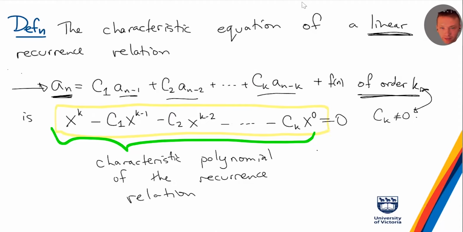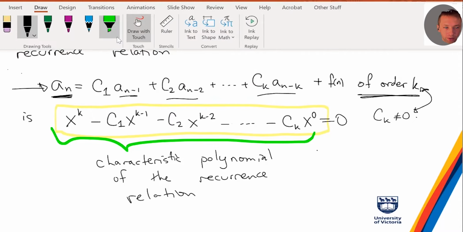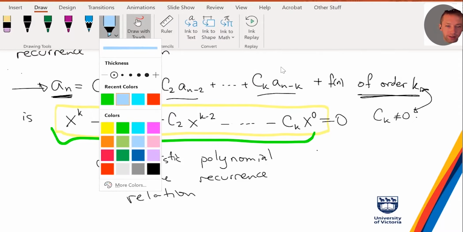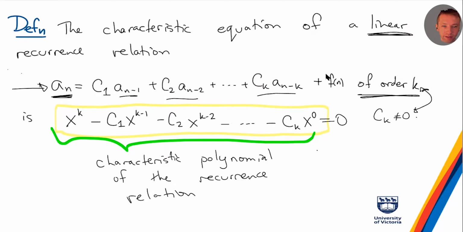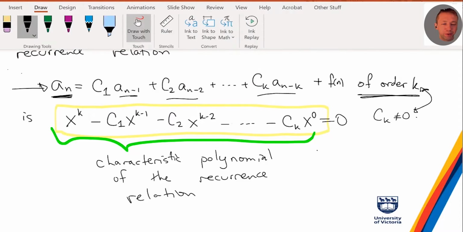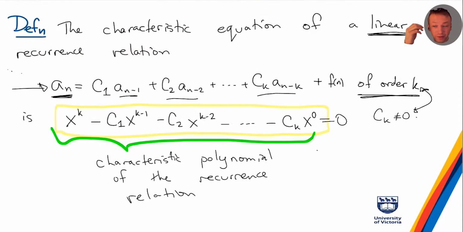And notice here I've got this f of n. So I'm not assuming that this is a homogeneous equation; there could be some other term here. But when I write down the characteristic equation, I ignore that extra term. Okay, so is it clear? I'm defining this in general, but pretty much we're only going to use it for order 2, in which case it's just a quadratic equation.